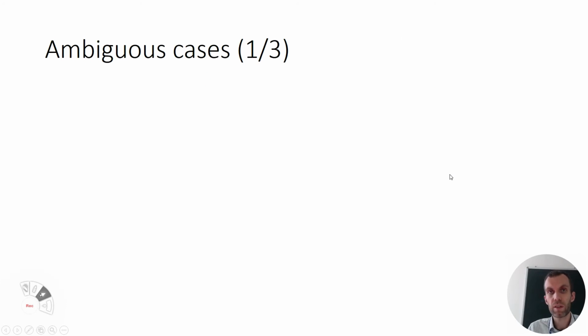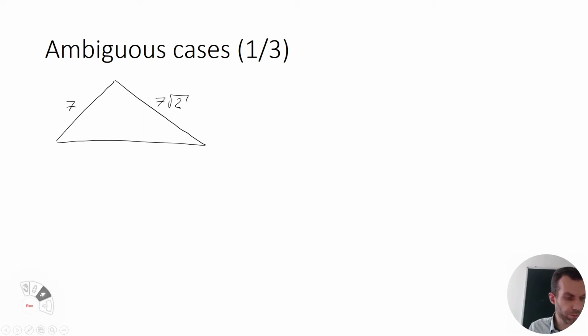But now the next thing is there's a couple of ambiguous cases that you have to be aware of. If you're warned about them, you can usually spot them, but you have to know about them. In order to see these ambiguous cases in action, let's work through a couple of examples. For the first one, I'm going to start with this triangle, where I have the two sides 7 and 7 times square root of 2. I have that this angle, let's call it alpha, is equal to 45 degrees. And I want to know this angle. Let's call it gamma.